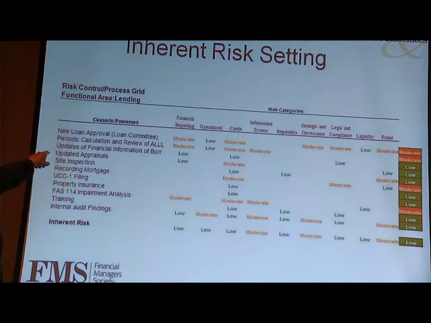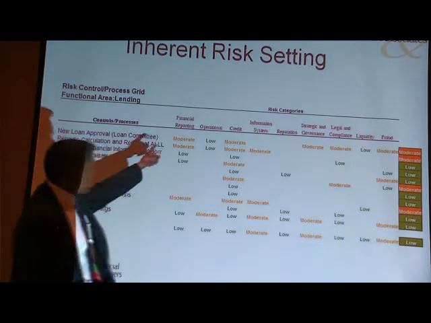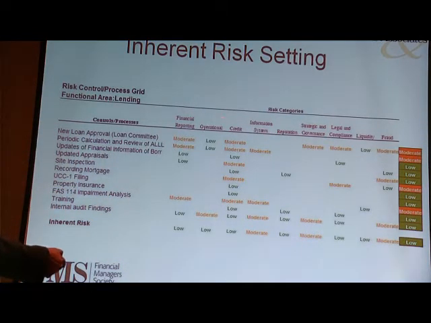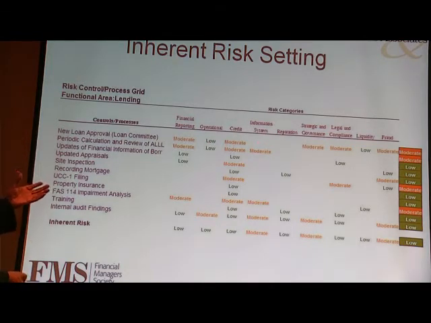So in this example, they sit down with new loan approval, and these are our risk categories up on top: financial reporting, operational, credit, information system, reputation, strategic. So now what we want to do is set our inherent risk setting for each control. Based on their assessment, they believe the new loan approval for financial reporting purposes is moderate risk. Operational, low. Credit, moderate. Strategic governance, moderate. Information systems, they said there's really no impact. So some of these risks may not apply to a control. It doesn't mean everything has to.